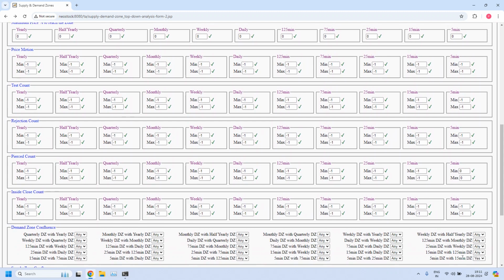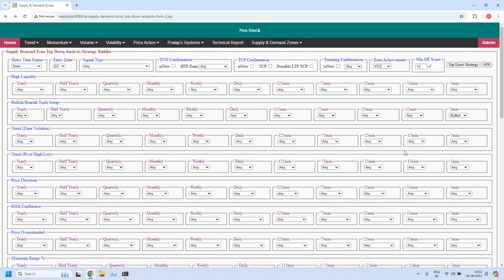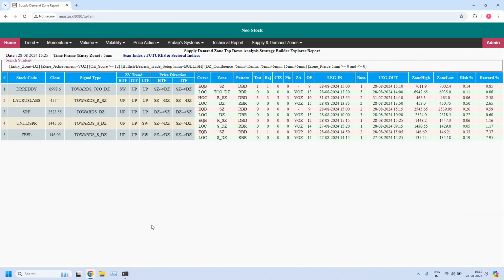Already 5 minutes demand zone with 15 minutes demand zone is enabled. Next, 5 minutes demand zone and 75, I am enabling. And 15 minutes demand zone and 75 minutes demand also I am enabling. With all the 3 LTF, ITF, HTF confluence, 5 stocks are filtered. And all these 5 stocks are having confluence with 5 minutes, 15 minutes and 75 minutes zones.